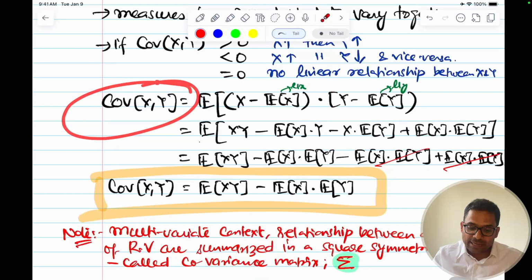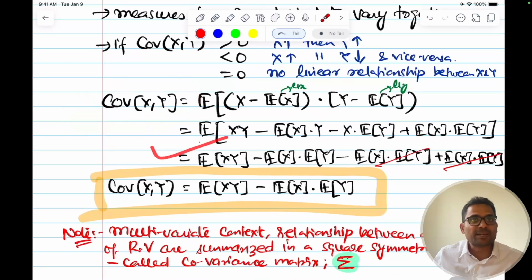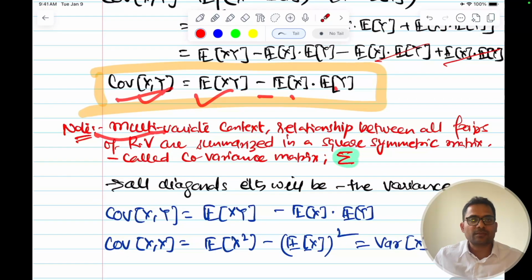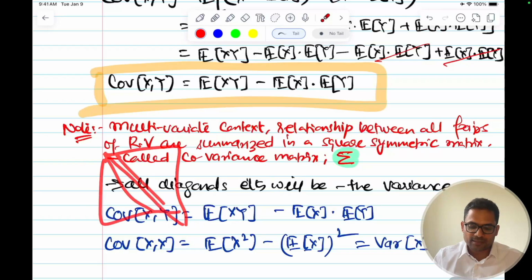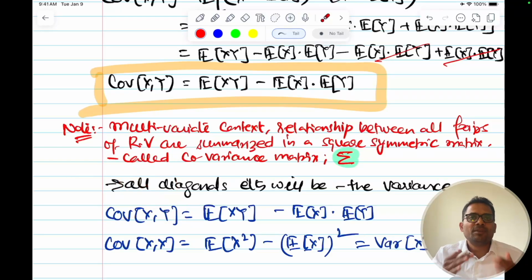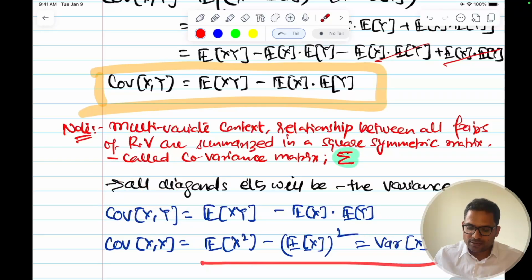Then we calculated covariance of xy with the same expectation formula, simple, and found that the covariance of xy is given by expectation of xy minus expectation of x into expectation of y. I also gave you a hint about the future, where covariance will be very important, so we will be dealing with the covariance matrix a lot. One more thing we talked about is that the diagonal elements of that covariance matrix will be the variances, because the covariance of a variable with itself is the variance, and we saw this using the expectation formula also.